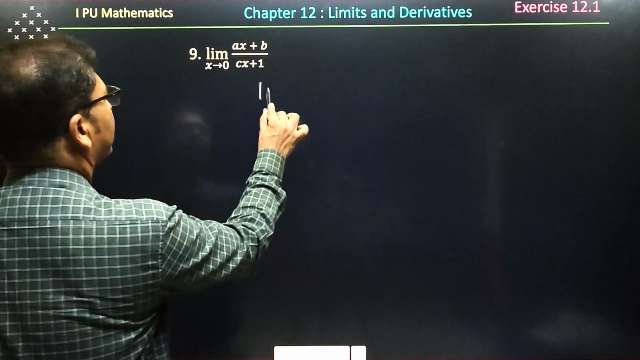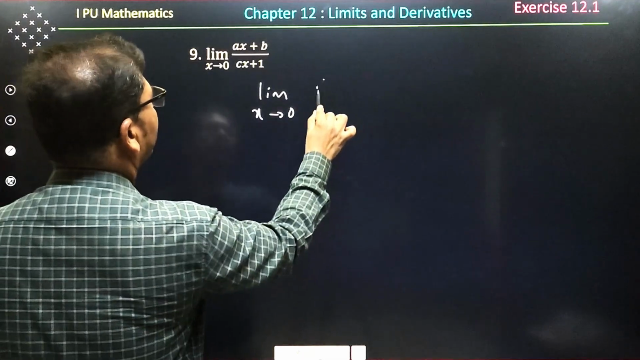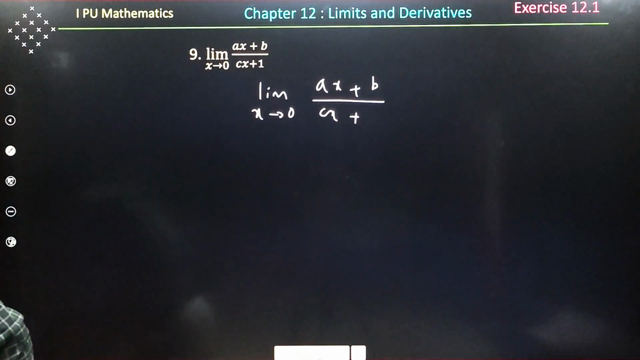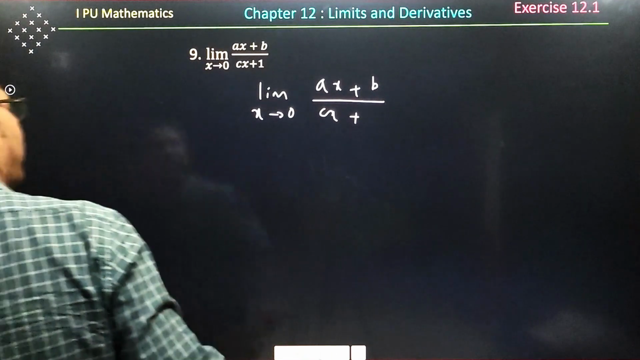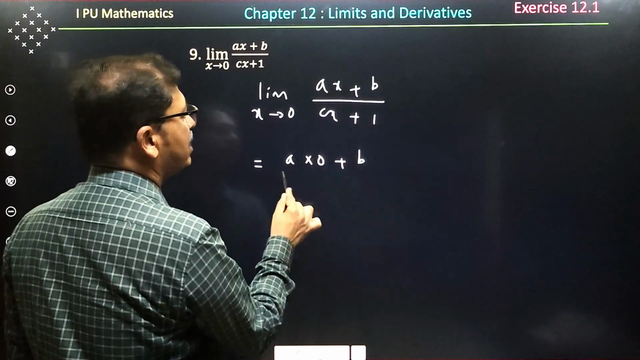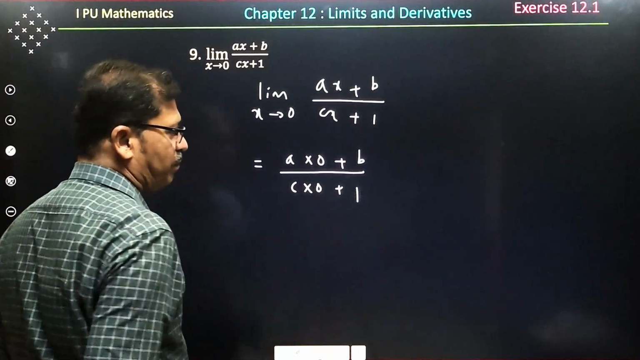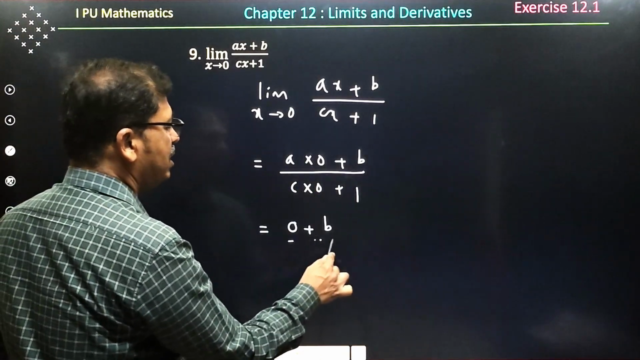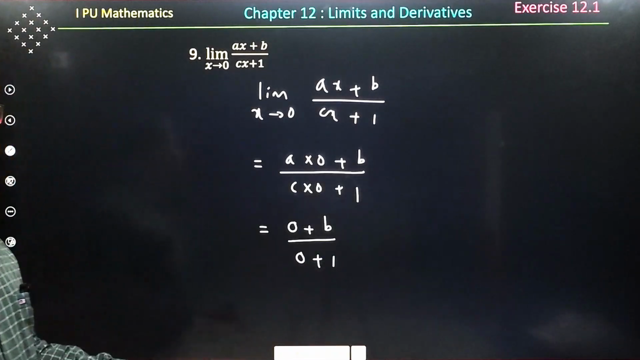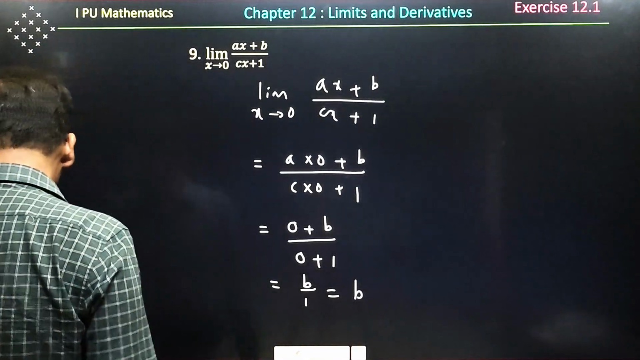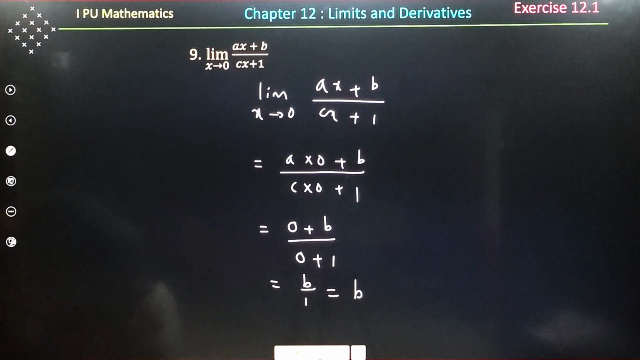This is limit x tends to 0, ax plus b divided by cx plus 1. Substitute x equal to 0, so a into 0 plus b divided by c into 0 plus 1. Direct substitution. a into 0 is 0 plus b, c into 0 is 0 plus 1. So 0 plus b is b divided by 1, which is b. So this is the answer for this question. Let us move to the next question.